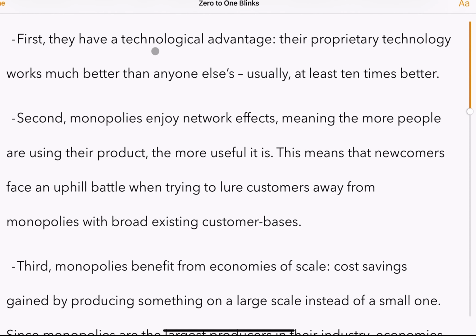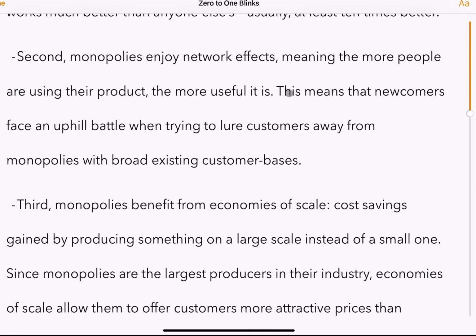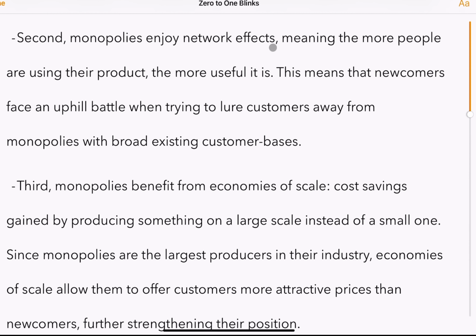First, they have a technological advantage. Their proprietary technology works much better than anyone else's, usually at least 10 times better. Second, monopolies enjoy network effects, meaning the more people are using their product, the more useful it is. Now, I will just jump right in and say Palantir is definitely enjoying network effects. I will get into more on that in a second.